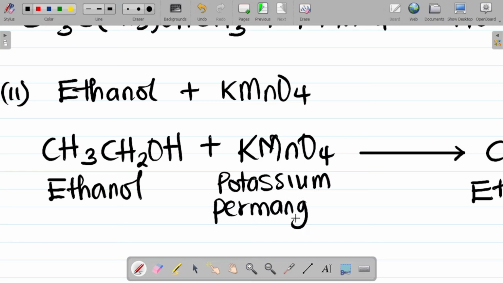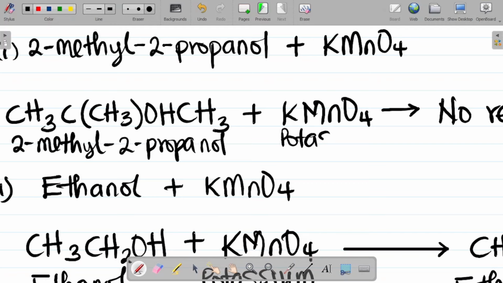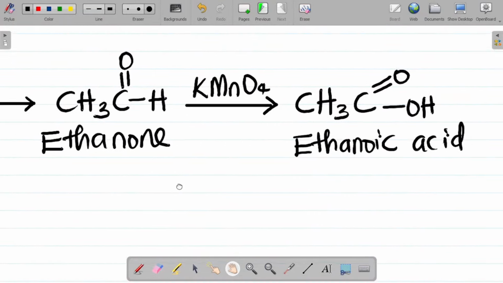All right. By the way, for this one here, we didn't name this, but you know that the name for this one here is 2-methyl-2-propanol. This one here is potassium permanganate. So I have this. Of course, we said it will give you no reaction. All right. So this is for the second one.